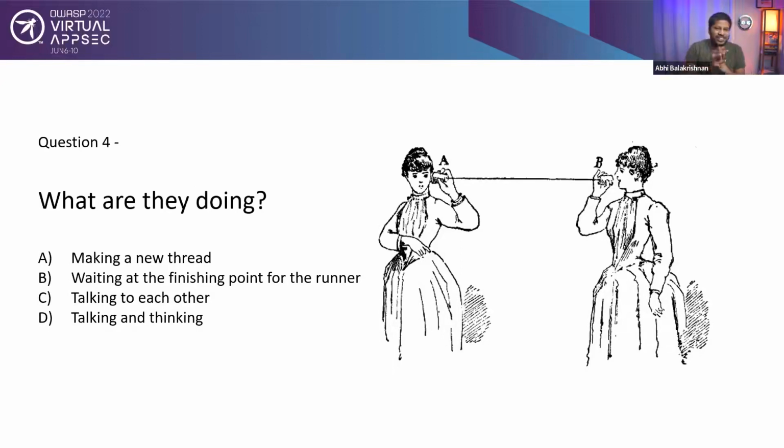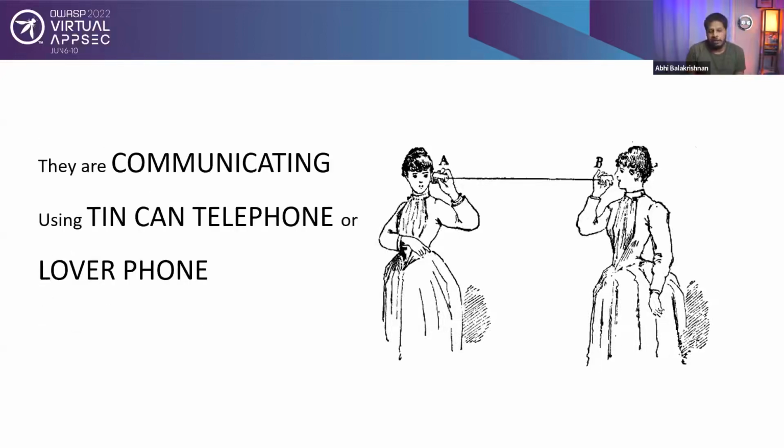Okay, so I have a right answer again. C, they are talking to each other. So this is called, they are communicating, right? They are using what is called a tin can telephone or a lover's phone. Most of you have done the same thing using paper cups and some threads when you were a kid. Maybe you still do. So those are very familiar to us.